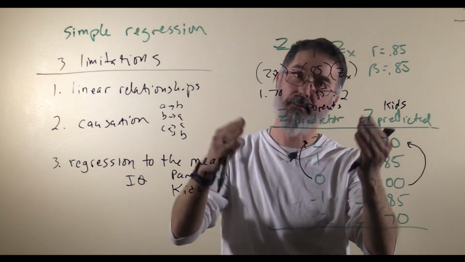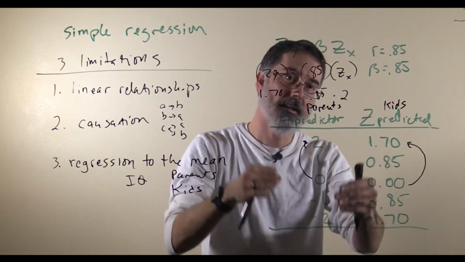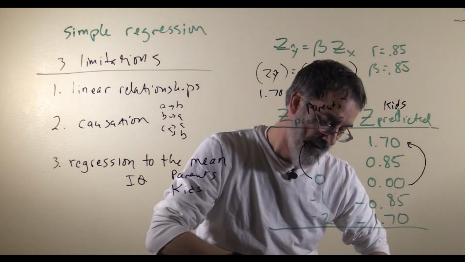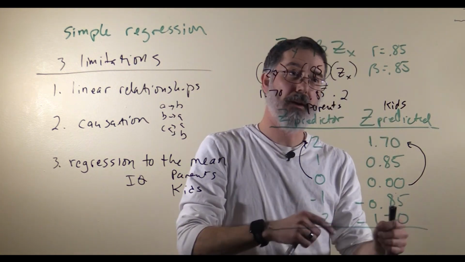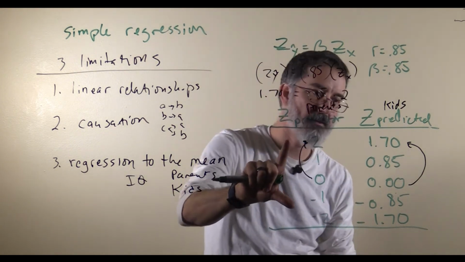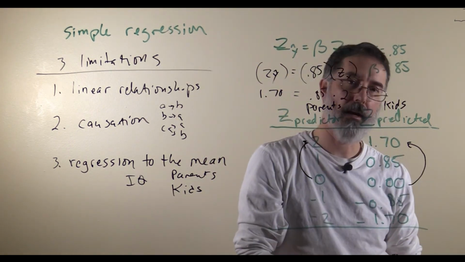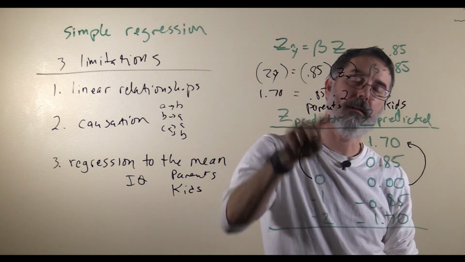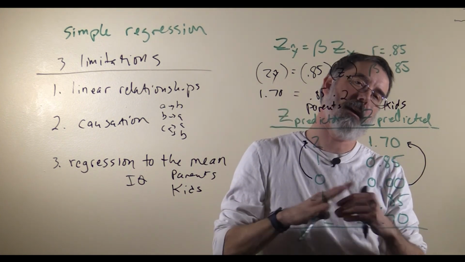So if 2 tall people have a kid, or have a bunch of kids, those kids will tend to be shorter than the 2 parents. Or if 2 really short people have kids, their kids on average will be taller than the parents. They'll be towards the average of the population. So extreme predictors end up having less extreme outcomes, unless you have a perfect correlation of 1, which in practice doesn't really happen.